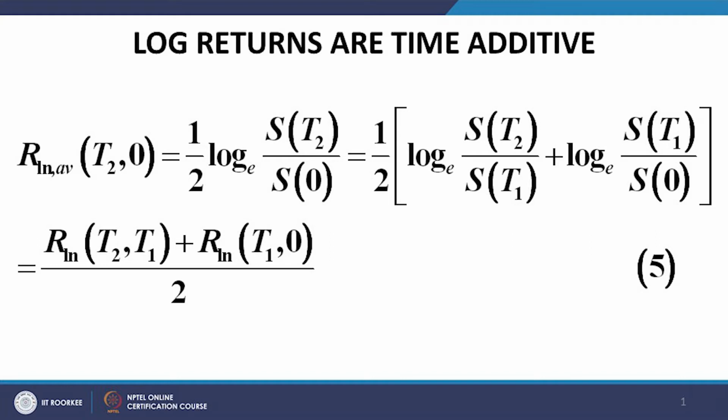However, unfortunately, if we use log returns, these log returns are not portfolio additive, in the sense that we do not end up with the return over a portfolio being equal to the weighted average of the log returns on the individual securities comprising the portfolio. That is not the case.